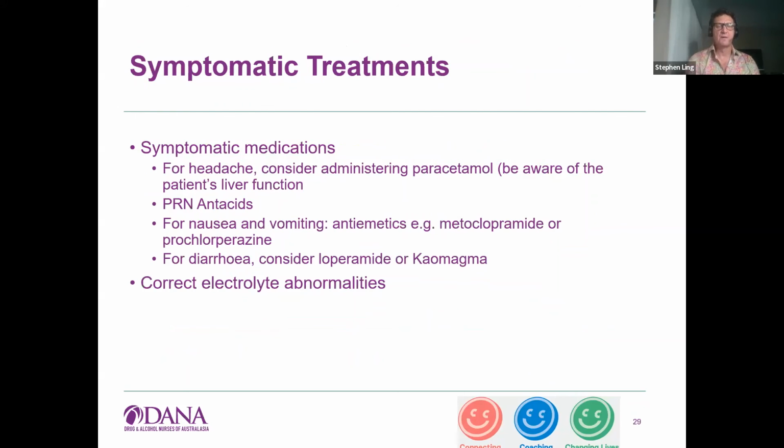Next slide, please. So symptomatic treatments include treatments for headache, things like paracetamol, but the patient's liver function matters here. Patients can use an antacid for nausea. They can also use antiemetics, things like metoclopramide or prochlorperazine. For diarrhea, you can consider loperamide or Kaomagna. And it's also important to correct electrolyte abnormalities if they're present. So if we go back to the idea of testing for magnesium levels, certainly if the patient is low in magnesium, that should be supplemented.